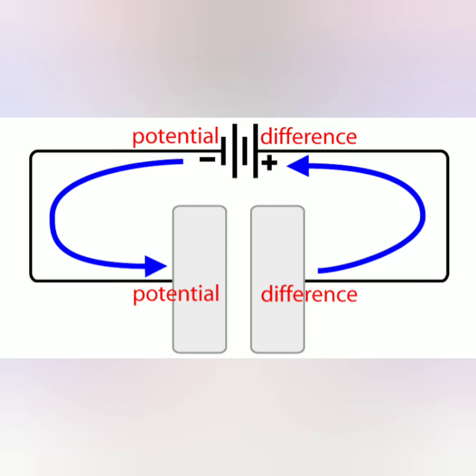When a body is charged to a different electric potential as compared to the other charged body, the two bodies are said to have a potential difference. The SI unit of potential difference is volt. Potential difference is given by the formula V equals W by Q. Now, let us learn to define 1 volt of potential difference.